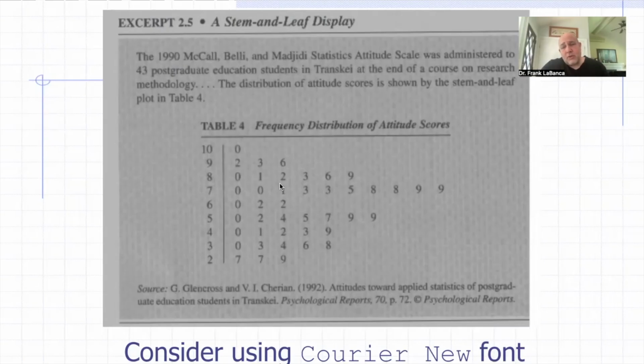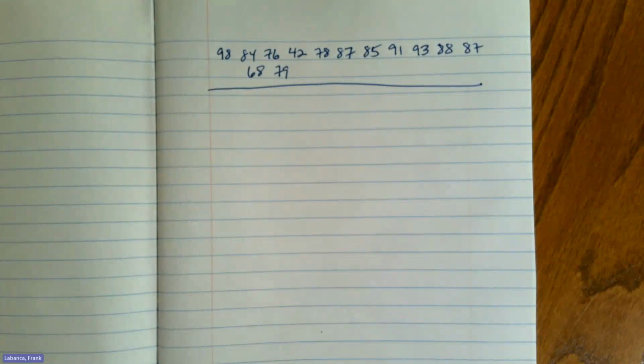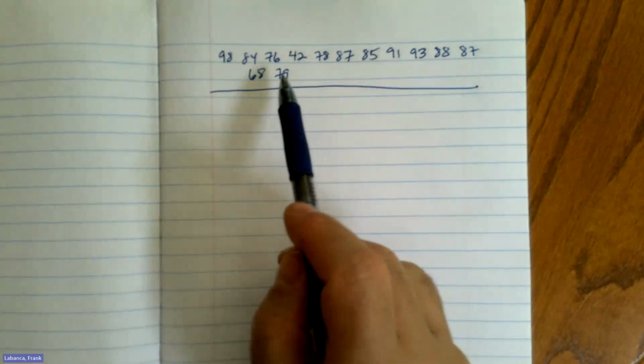So let me show you how you would create a stem and leaf plot very simply from a set of data. I'm going to use for an example a set of test scores. Okay, so I've got a set of data we're going to take a look at. And these are a set of test scores to make the stem and leaf plot. And so I'm going to do a scan of what I've got.